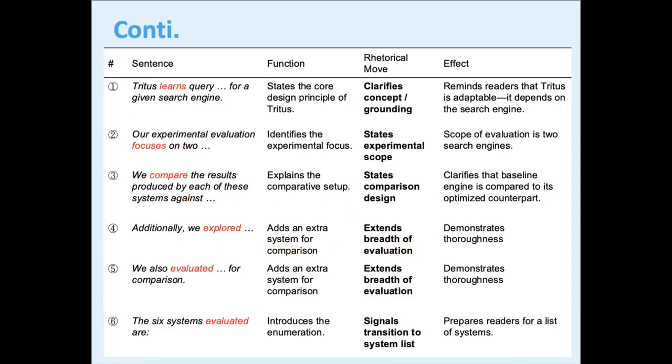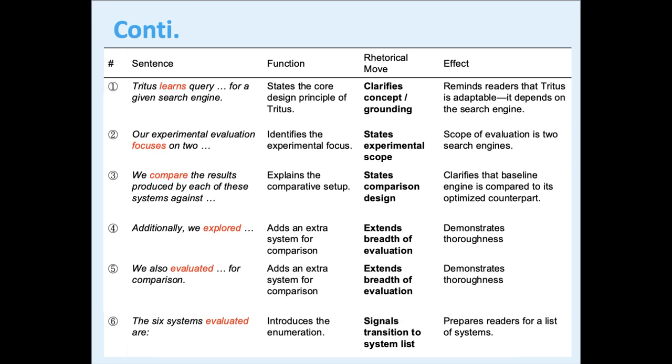The table given here shows how Section 4.2 uses 6 concise sentences to justify a complex comparison strategy. The core move is establishing the relationship between Tritus and the baselines. Sentence 1 states the core design principle, which clarifies the concept of grounding. This principle is immediately put into practice by Sentence 2, which identifies the experimental focus on 2 search engines. Sentence 3 then explains the comparative setup, establishing the baseline versus optimized logic.